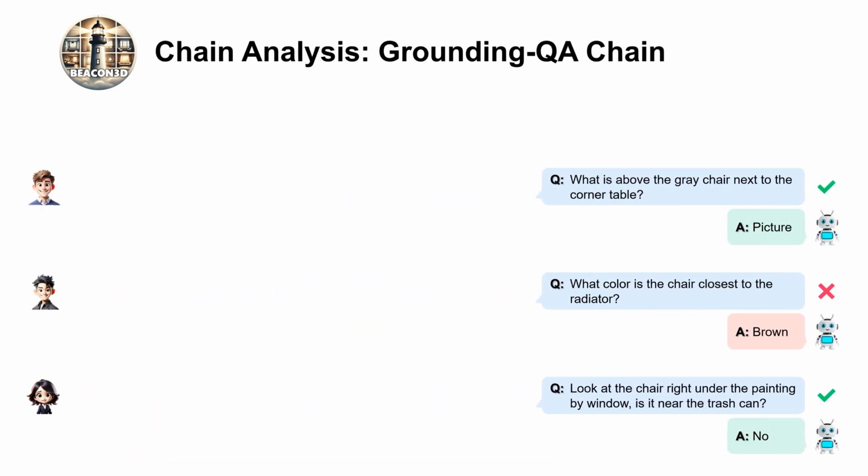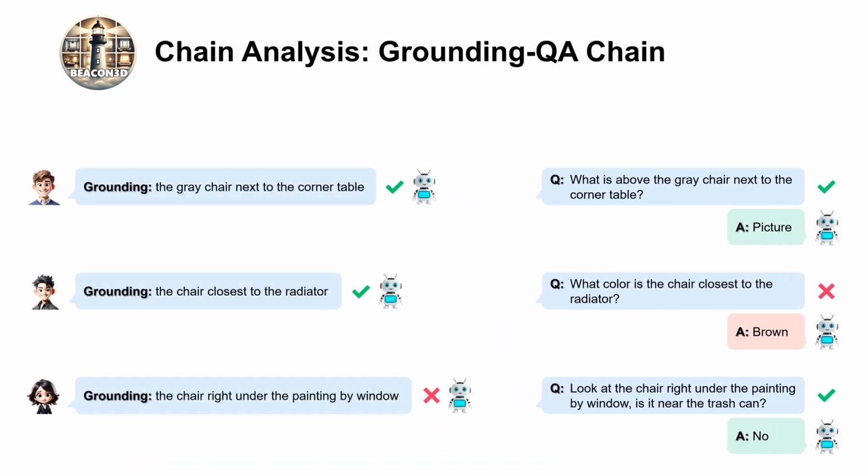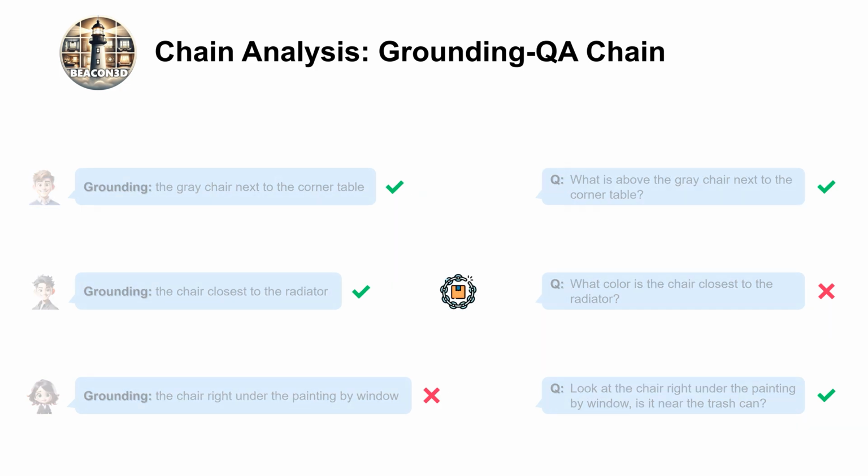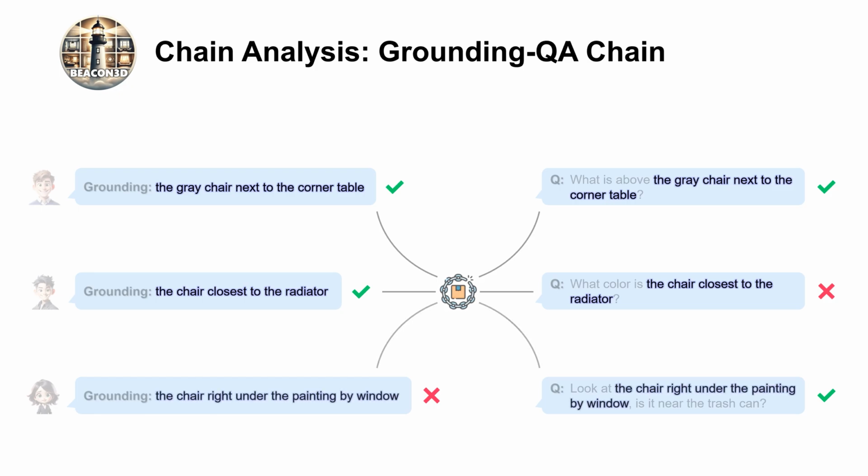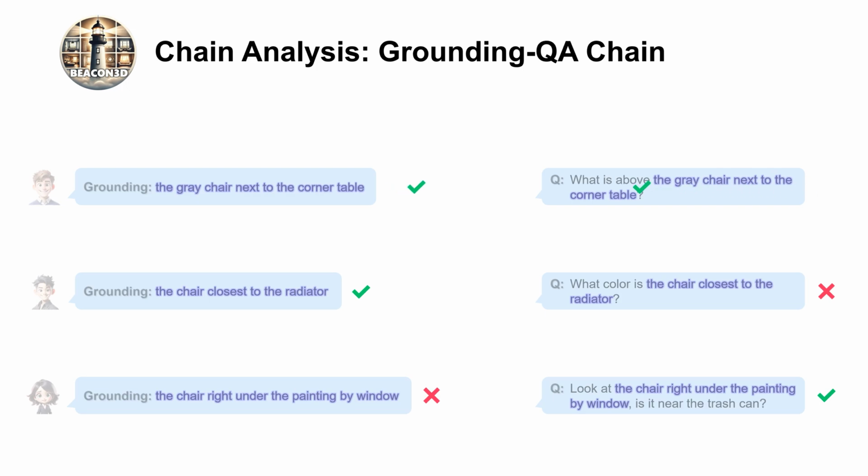The test data of Beacon3D is organized in a chain structure. In the grounding-QA chain, the question directly uses one grounding text to refer to the target object, which connects the 2 tasks and accommodates chain analysis. Then, we categorize the model's performance into different types. We say the model has a good grounding-QA coherence if both grounding and QA are correct. In particular, we identify 2 types of broken grounding-QA coherence.